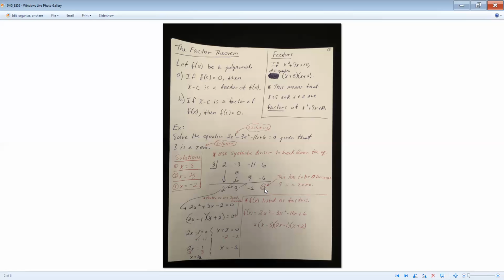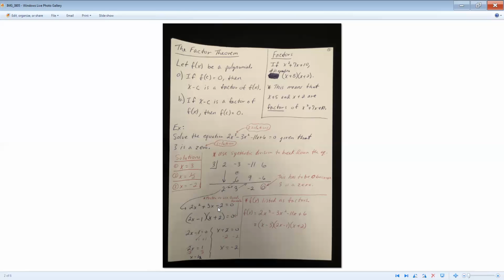Now this has to be 0 because the problem told you that 3 is a 0. If 3 is a 0, that means 3 is a solution. That means the remainder is 0. If this doesn't happen and the problem told you that 3 was a 0, then somewhere you went wrong in your calculation. This has to happen because the problem told you that 3 was a 0. 0 means you're going to get 0 as the remainder. So from there, I start with 1 degree less than I had originally. My original degree of my function was x cubed. So when I use these numbers, I put that 2 in front of x squared plus 3x minus 2 equals 0. I just go in descending order.